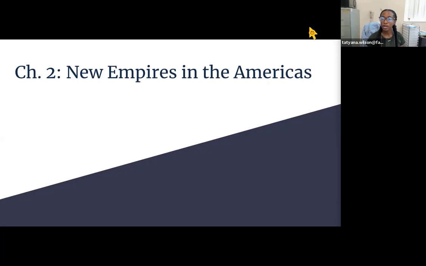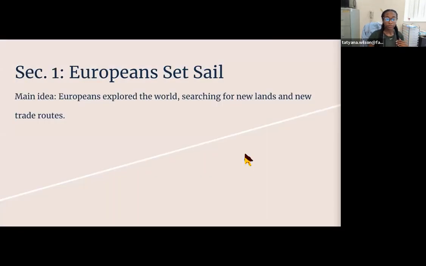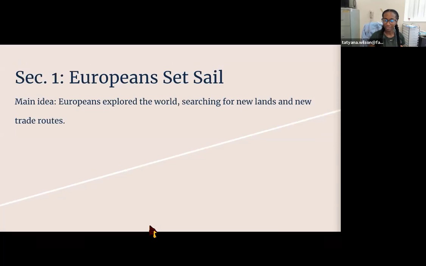All right, so we're going to begin with chapter 2, actually. We'll discuss a little bit of chapter 1 in class tomorrow, but we're going to begin our notes with chapter 2, Empires in the Americas, right? Okay, section 1, Europeans set sail. Again, this is a heading that you need to write down in your notes. You don't necessarily have to write down the main idea, but I will tell you that Europeans explored the world searching for new lands and new trade routes.